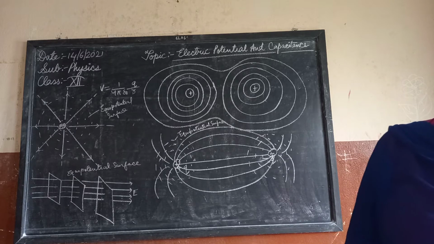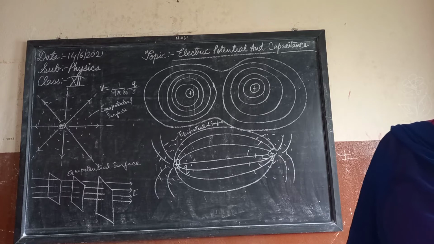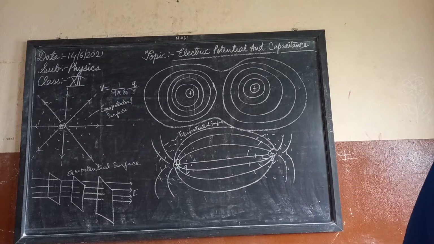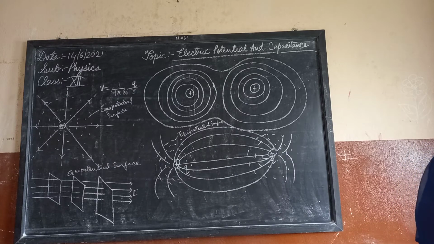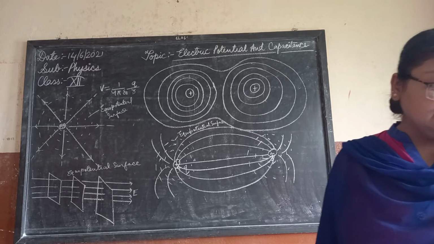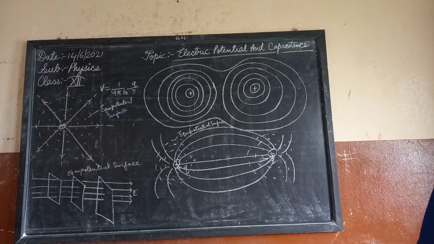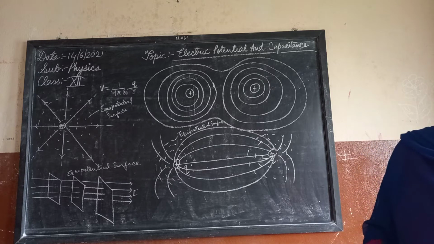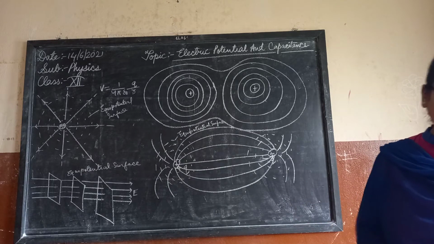The electric field is always perpendicular to the equipotential surface, and as a result, the work done in moving a charge between 2 points on an equipotential surface is 0. So moving a charge between 2 points on an equipotential surface should always involve zero work, and the electric field is always perpendicular to the equipotential surface itself. Clear? So these 2 points should always be kept in mind. That is, the electric field is always perpendicular to the equipotential surface, and as a result the work done between 2 points on an equipotential surface is always 0.